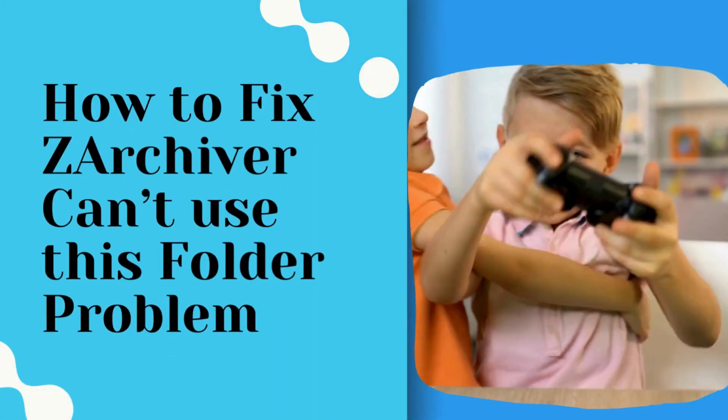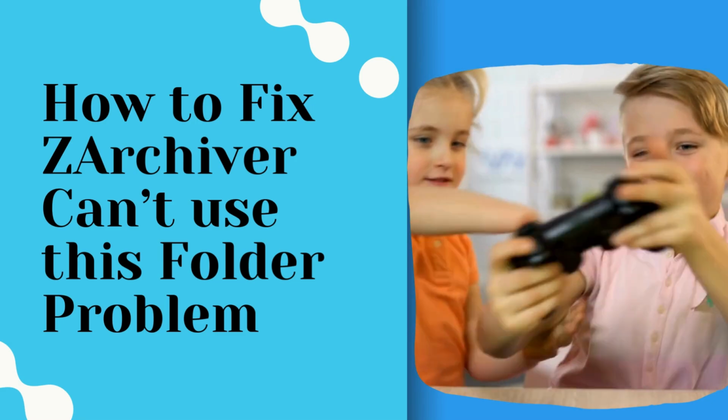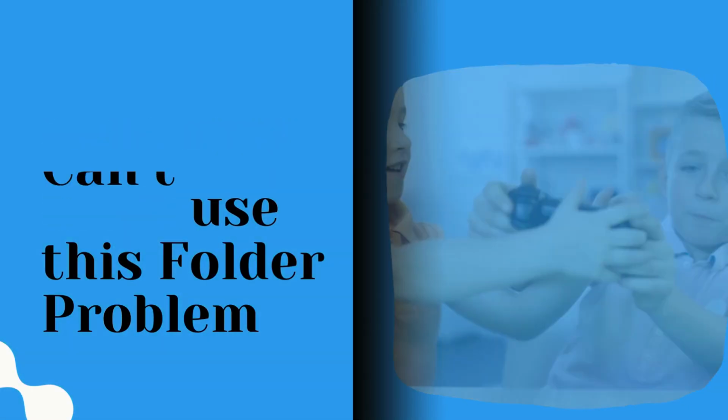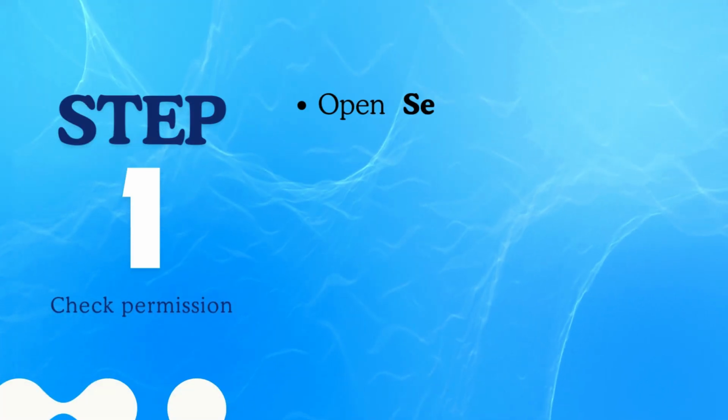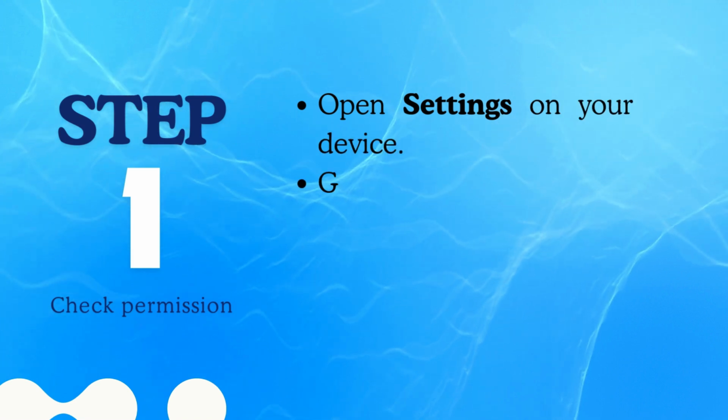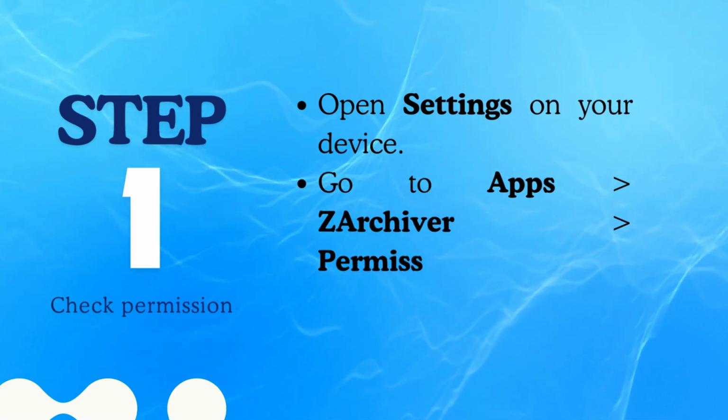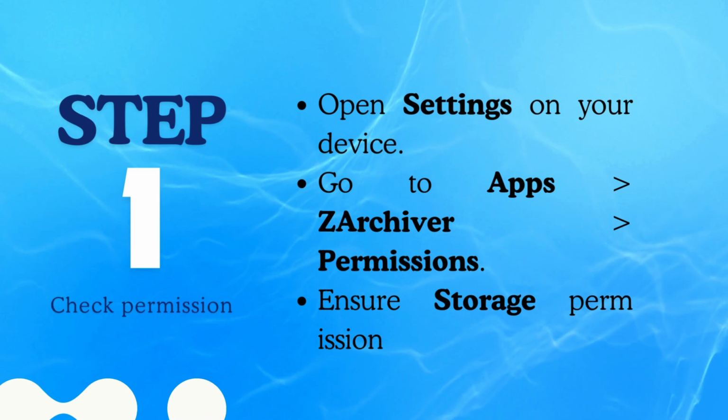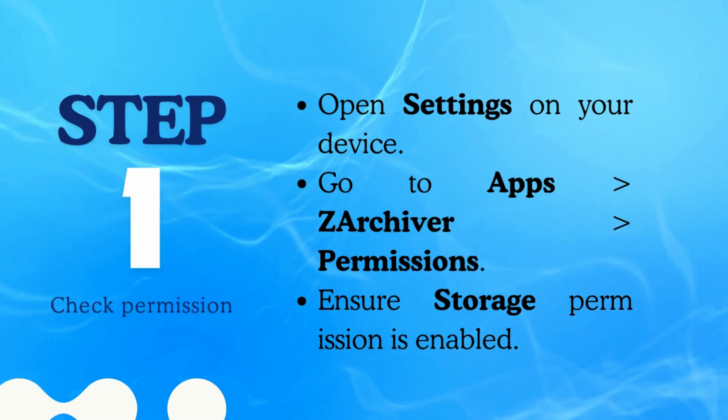In this video, we will demonstrate how to fix ZArchiver can't use this folder problem. 1. Check permissions. Open settings on your device. Go to Apps, ZArchiver, Permissions. Ensure storage permission is enabled.